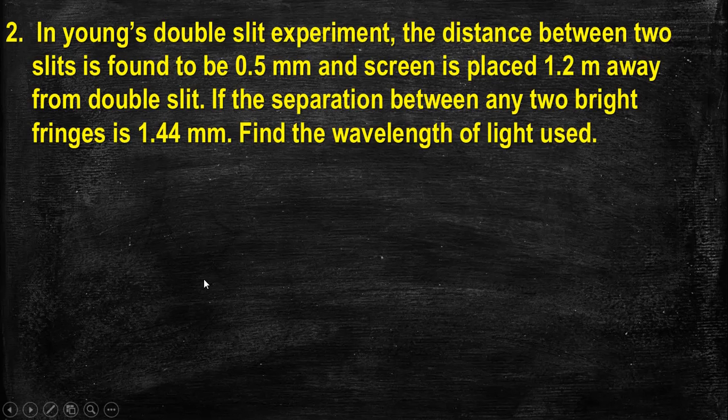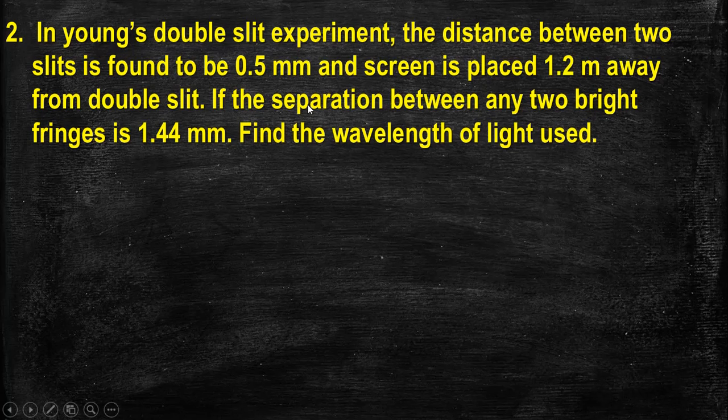Now moving on to problem number 2. In Young's double slit experiment, the distance between two slits is found to be 0.5 mm and the screen is placed 1.2 meter away from double slit. If the separation between any two bright fringes is 1.44 mm, find the wavelength of light used.